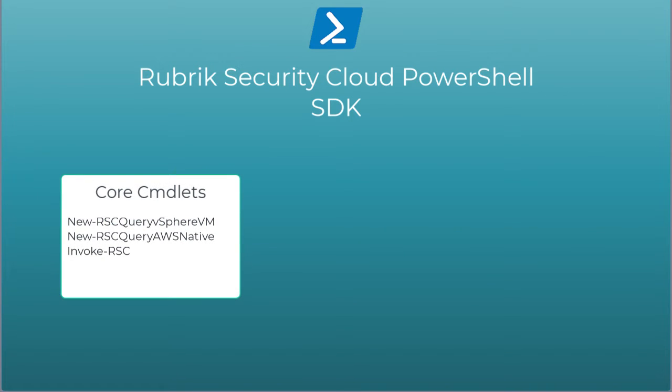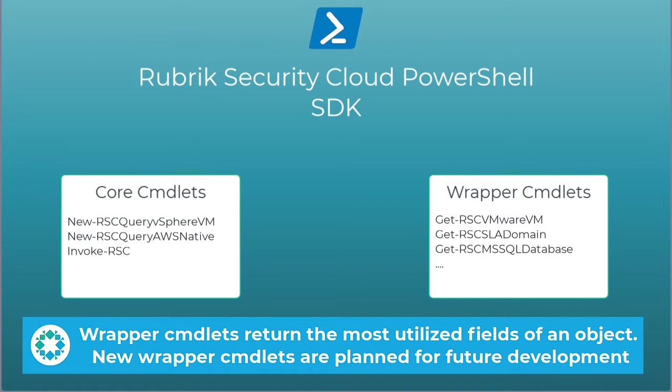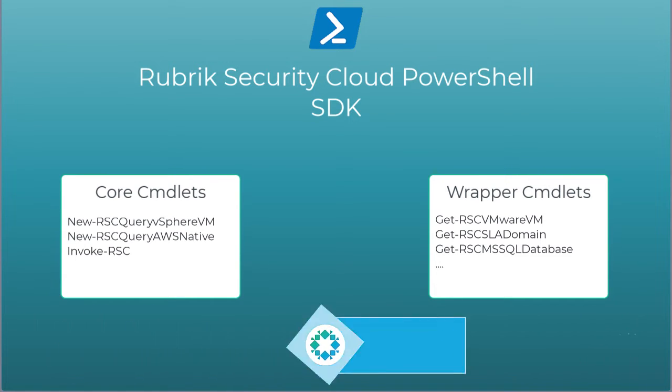Now, this is why we also have something called wrapper commandlets. The wrapper commandlets are handcrafted by our Rubrik engineers and aim to abstract away even more requirements of having to really understand GraphQL. For instance, the wrapper commandlet to retrieve a VM will automatically return fields for us, things like ID, name, SLA domain, basically the information that 90% of our customers are looking for. If a wrapper commandlet doesn't exist, or it's not returning the information you need, then you must leverage the core commandlets to gather that information.